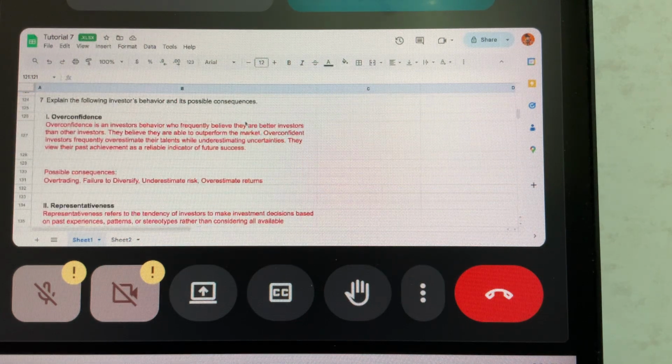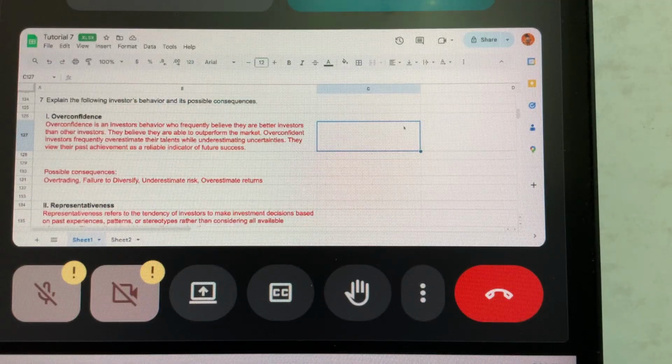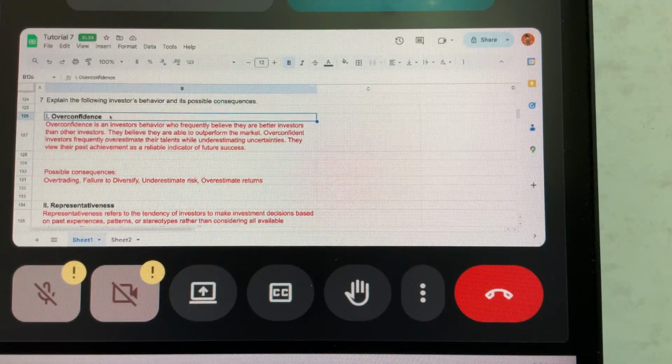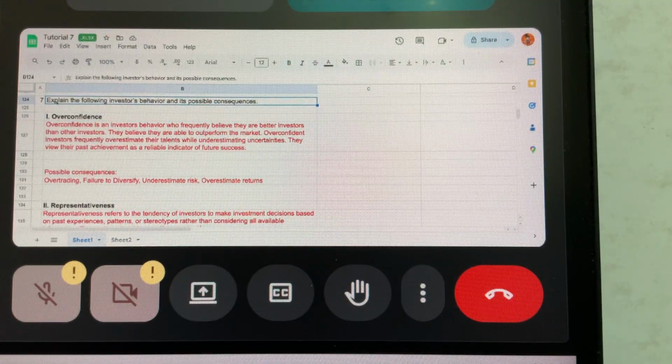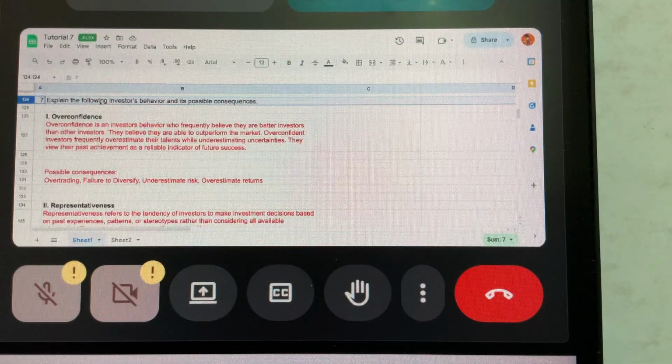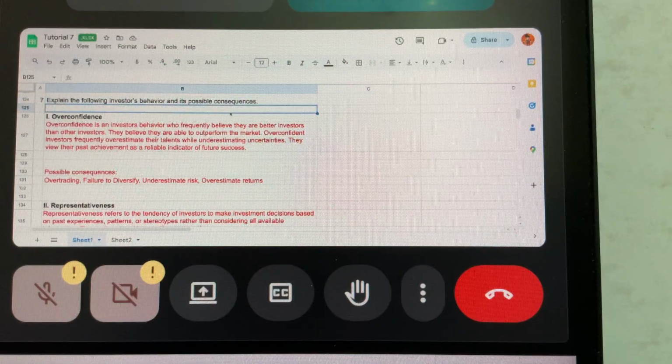Okay. So the last question mentions some parts of behavioral finance. Okay. For example, overconfidence. So with these questions, be careful, because they tell you to explain what is the meaning of that and also what is a possible consequence. That means if that thing exists, what will be the possible thing that can happen in the market?